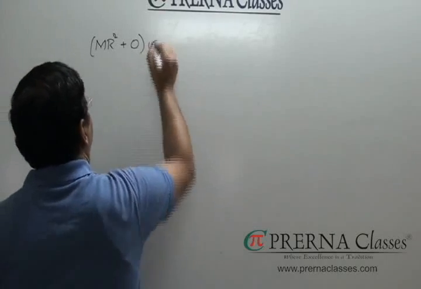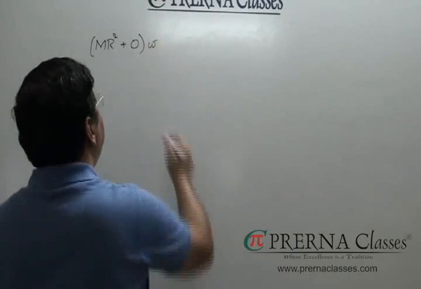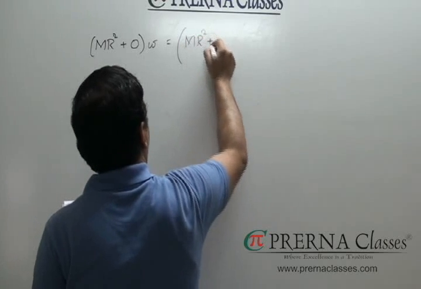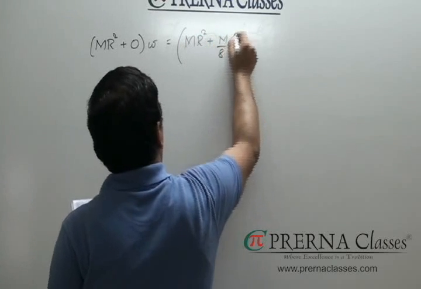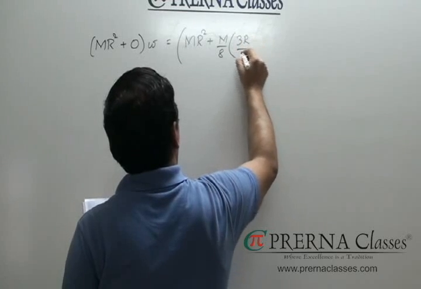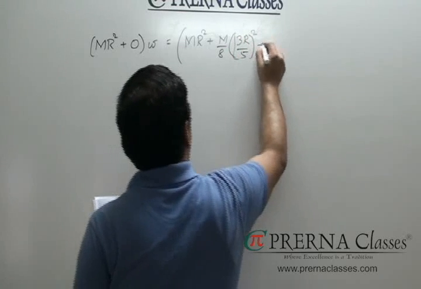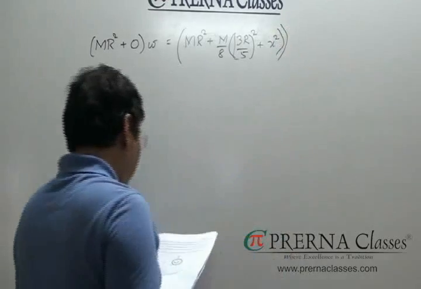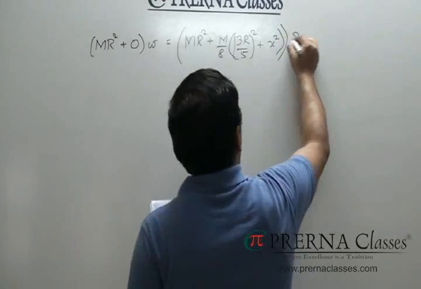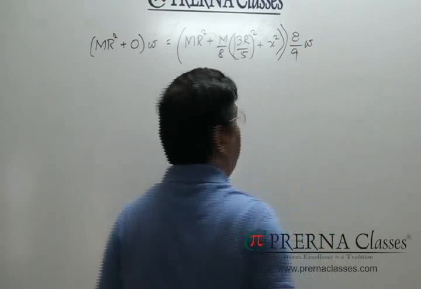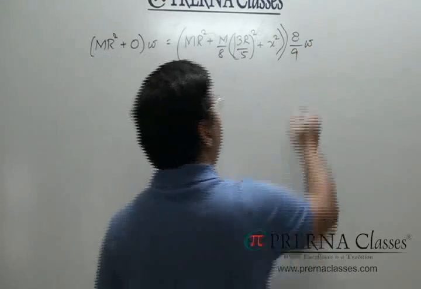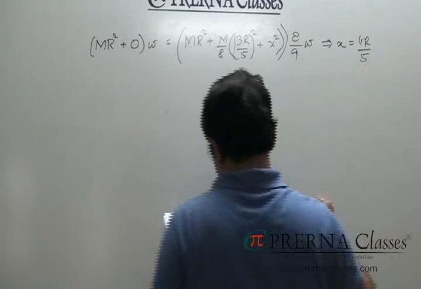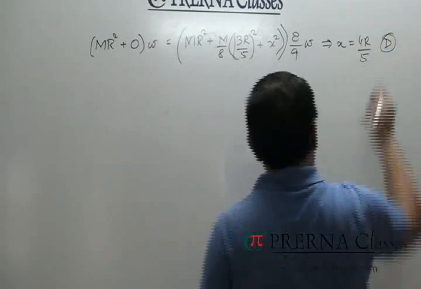And you have an initial angular velocity of omega. This should be equal to the final angular momentum, which is mr square for the ring, then m by 8 into 3r by 5 whole square for the first point mass. And let's say the other point mass is at a distance x, then x square. And then the omega you have been given turns out to be 8 by 9 times omega. There's a straightforward equation to solve from which we get that x is equal to 4r by 5, which is option D.